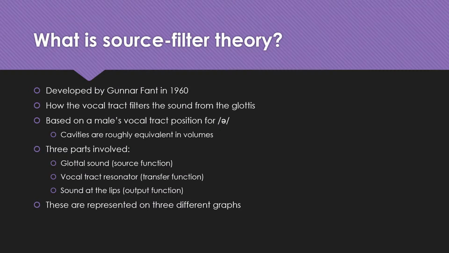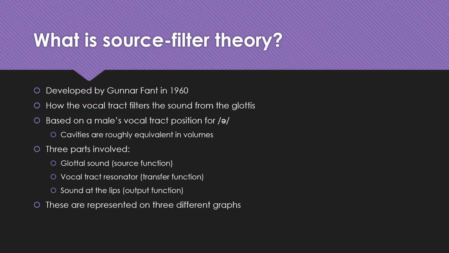So what is the source filter theory? It was developed by a Swedish scientist named Gunnar Fant in 1960, and it is how the vocal tract filters the sound from the glottis. So the raw sound coming out of the glottis is filtered into what we know as speech. This theory is based on a male's vocal tract for the schwa position, and they chose this because the cavities involved in speech production are roughly equivalent in volumes for this position.